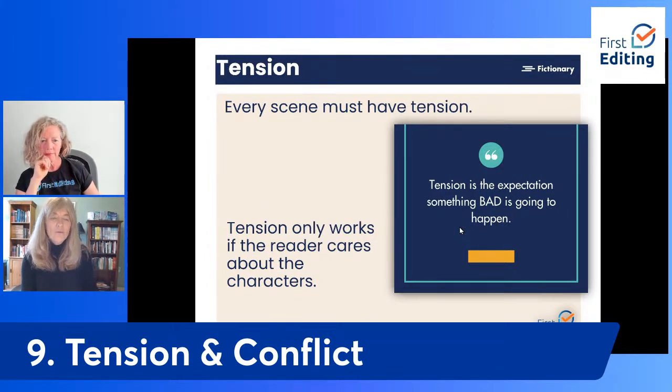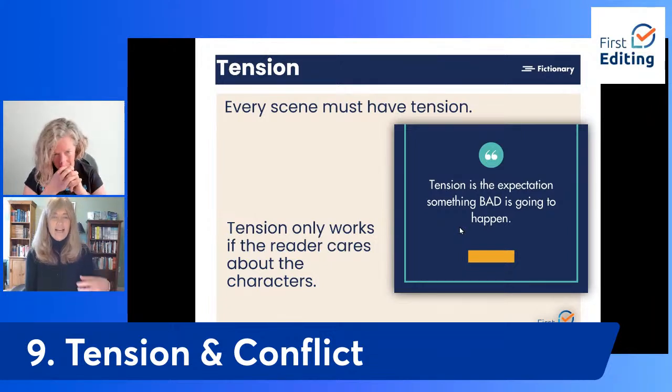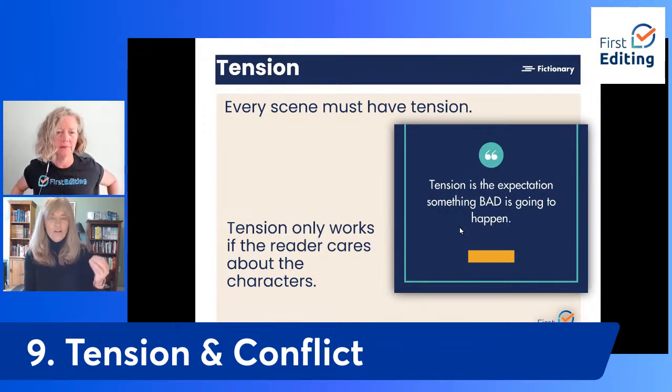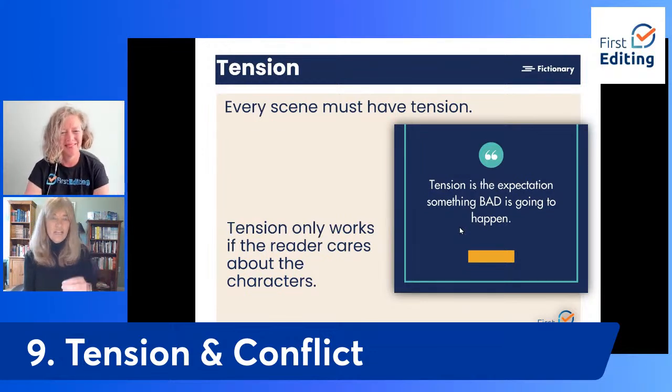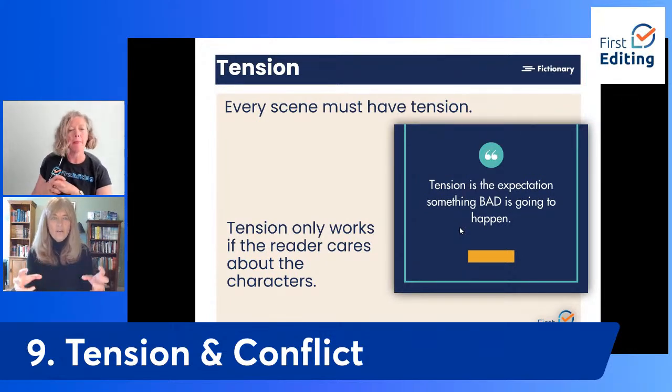And tension only works if the reader cares about the character. And this is where you're using your point of view and giving your protagonist enough point of view scenes that the reader has enough time to actually get to care about the character. And then they're going to have tension. So if they don't care about the character's goal for the scene, they won't feel tension because of that. So all of these elements link back into each other and are used together.